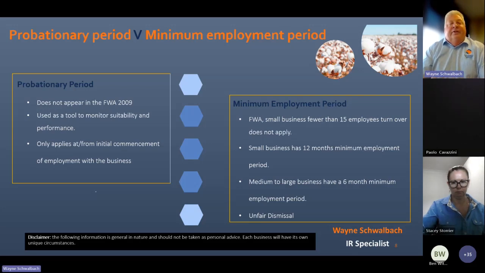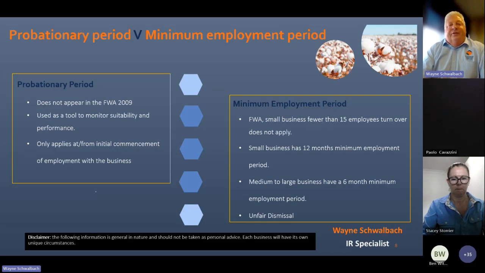And another trick too is, so you start me off as a level 1 farmhand, and then in 12 months time you say to me, well, Wayne, you're not doing too bad a job. We're going to move you up to level 3, but we're going to put you on another 3 or 6 month probationary period. Cannot do it. You only get one crack at the probationary period, and you'll see in a minute why that makes no difference anyway. So that only applies from the initial commencement of employment. You can't, when you promote somebody, put them on another probationary period.